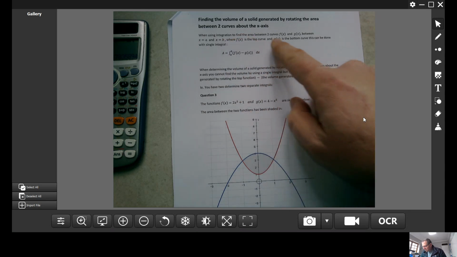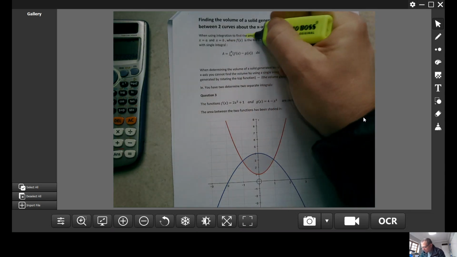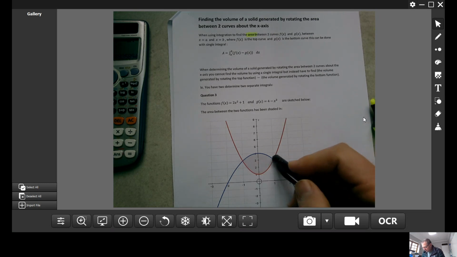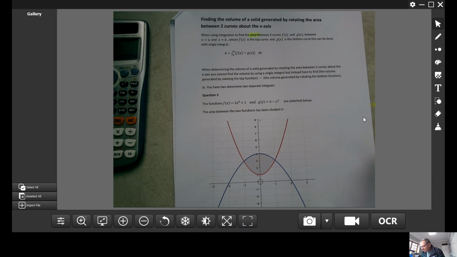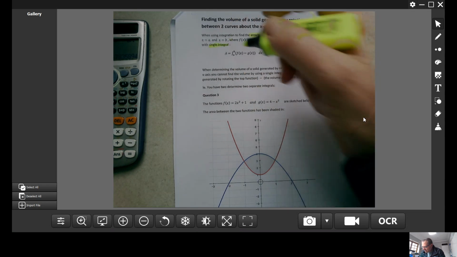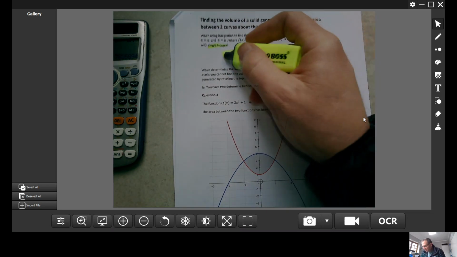Let's just have a look at the notes. When using integration to find the area between two curves, f and g, so I'm looking at area here, not volume, f of x and g of x between x equals a and x equals b, so in this case between there and there, where f of x is the top curve and g of x is the bottom curve, this can be done with a single integral. So guys, if you're finding the area bounded between two curves, you can do it as a single area.